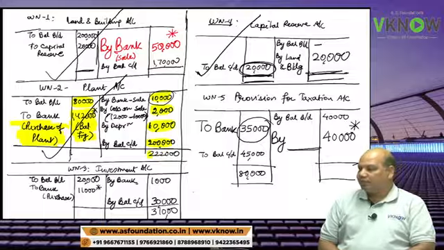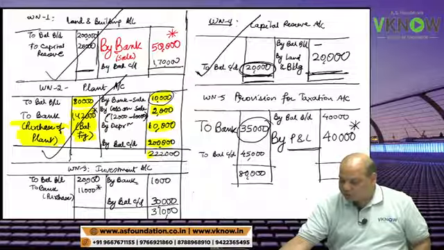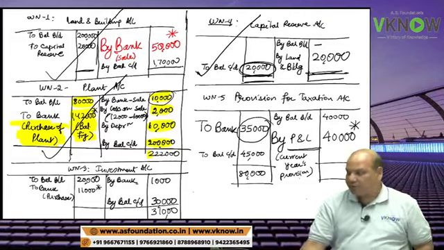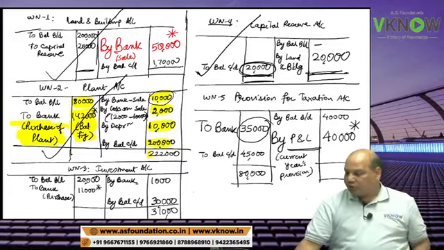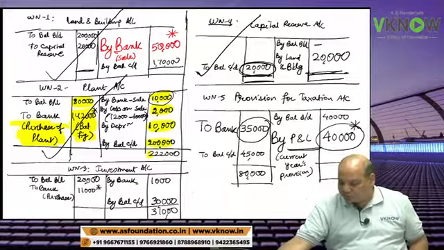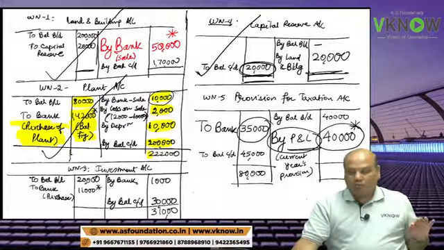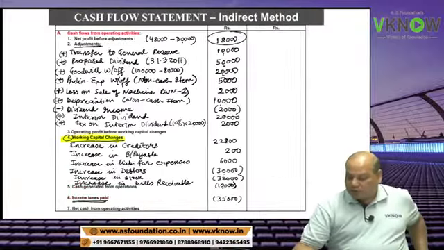Buy what? So the P&L account, this is the provision for the current year. Provision is different, payment is different. So this 40,000 rupees, they have debited to P&L account. So I will add back this time. Now, why will I add back?